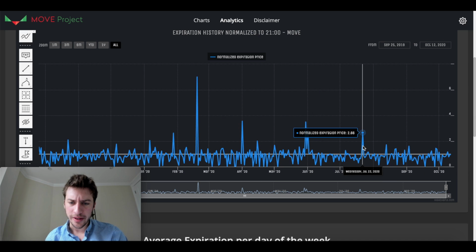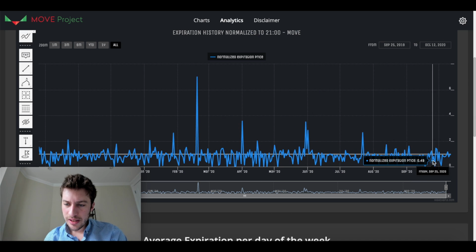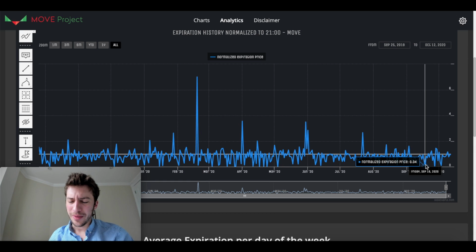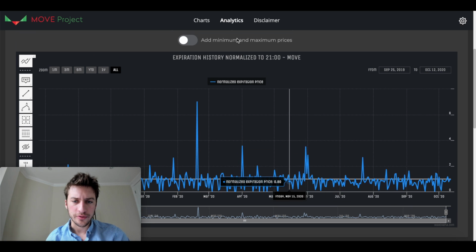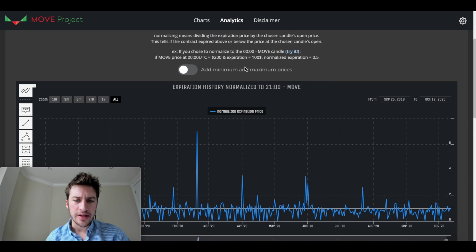You know, you get some random, like, oh, you would have made 2.6x. But then here you get like, oh my gosh, if you had bought 3 hours before on September 18th, it looks here like you would have lost 96%. So it would have expired to 0.04. So that's how these work.